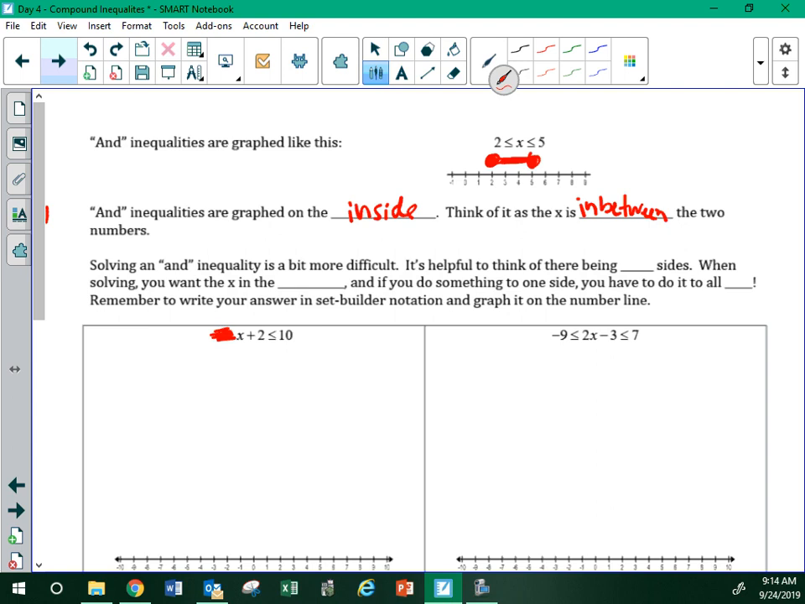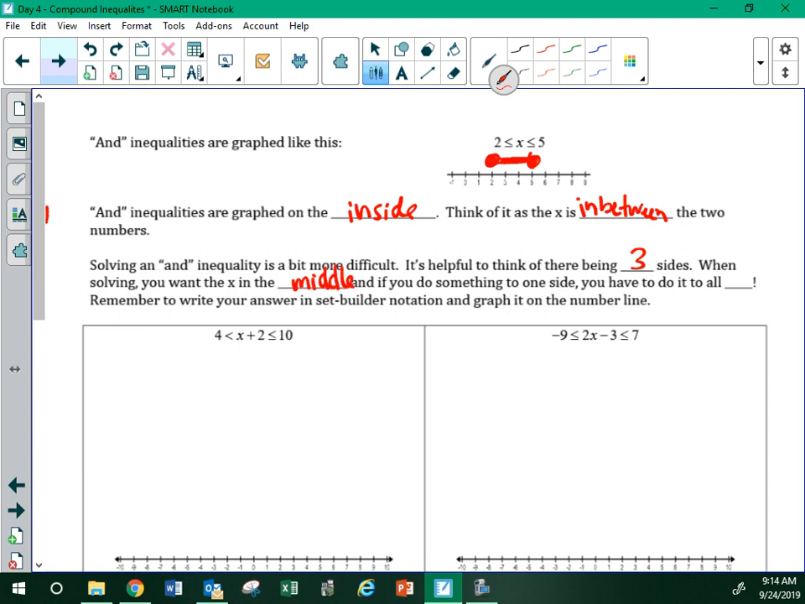So when we go to solve, I know that to get x by itself, I have to subtract 2. Now I'm not just subtracting 2 on one side, I have to subtract 2 on all sides because there are different sides. So when we're solving these, it's helpful to think of there being 3 sides: the left, the middle, and the right. When solving, we want x in the middle.